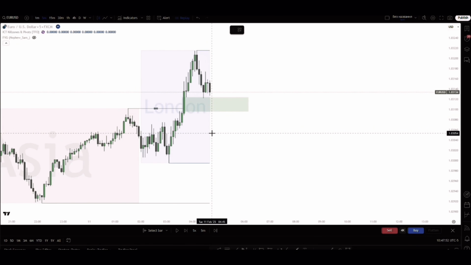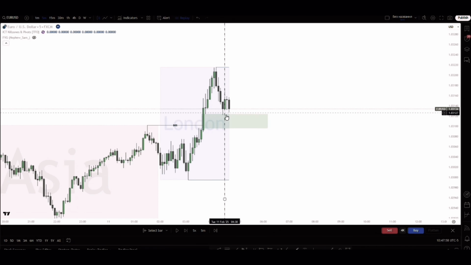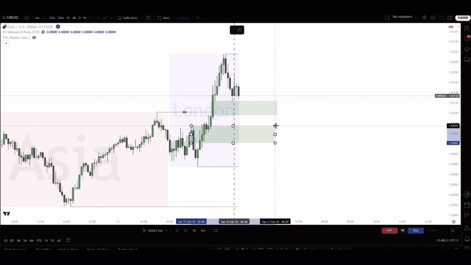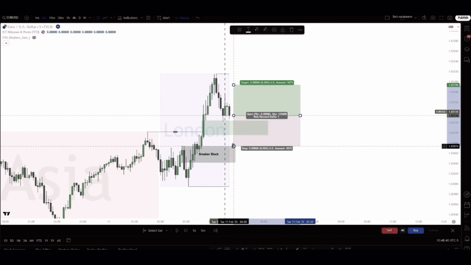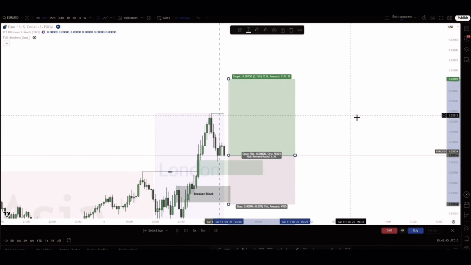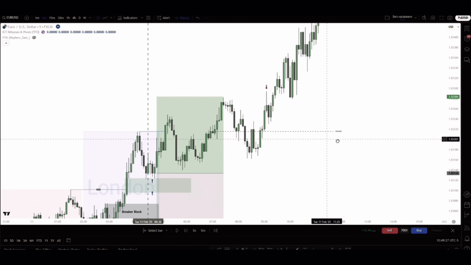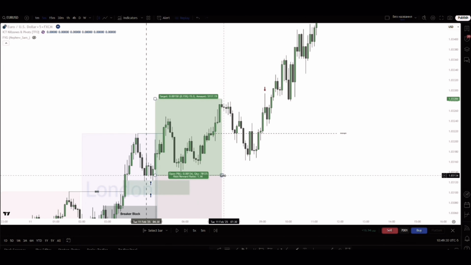Logically I should have opened a position 10 minutes ago, but I missed it. But now I can open a position because I have reasons to enter. I marked the breaker block and stop loss will be below this area. But it would be better if you put stop loss below the swing low. There are no clear triggers above to put take profit, so I will put risk reward 1.5. Take profit was achieved, and now let's look at another example.